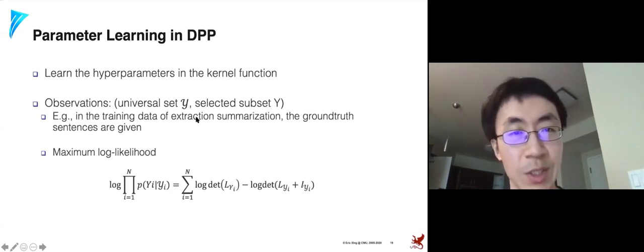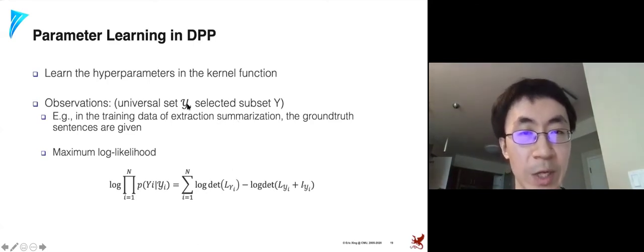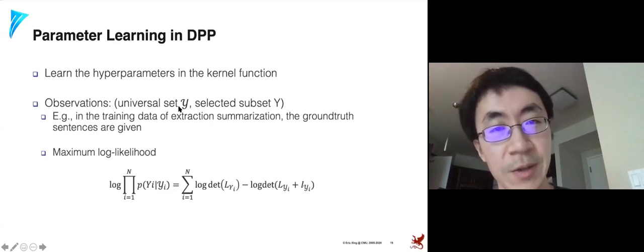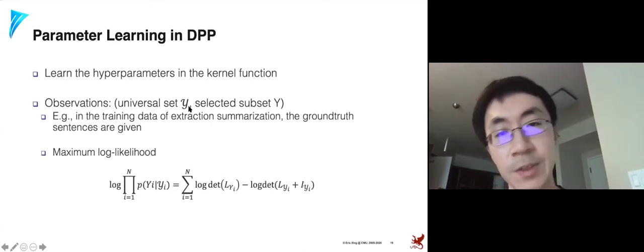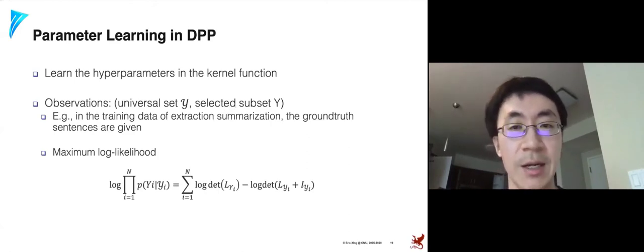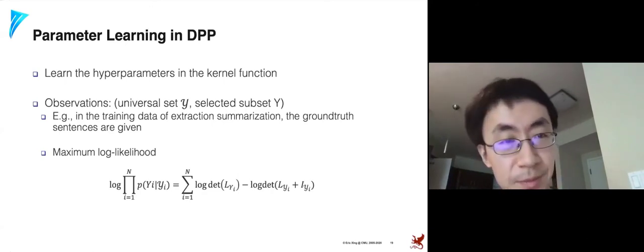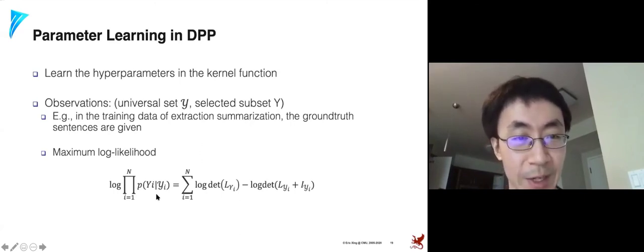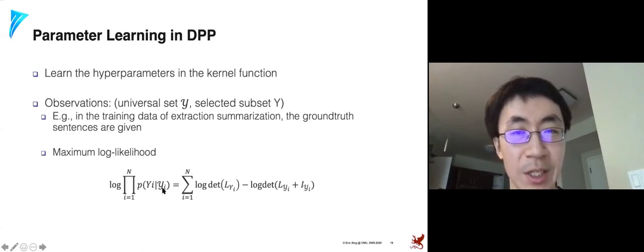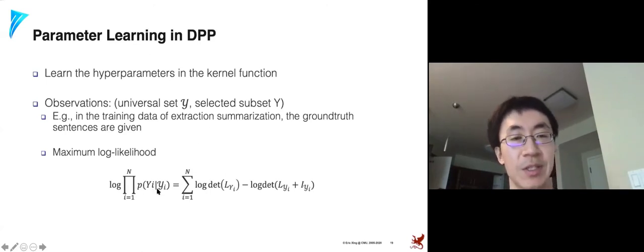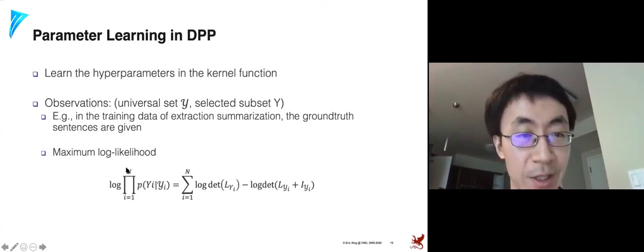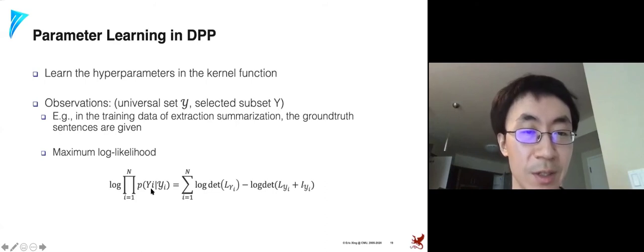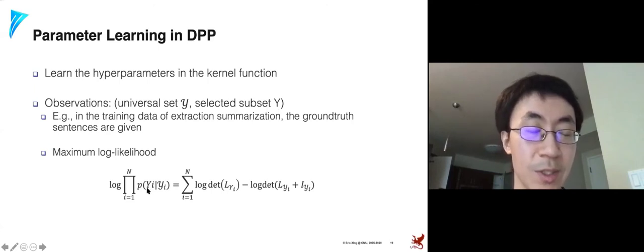For instance, in the training data of extractive summarization, for each document we have all the sentences, which are observed, and we also have the ground truth summarization, which is a subset of sentences that are labeled by the human annotators. Then, given the universal set and the subset, we can define the probability over the subset using the DPP distribution. So we have n training examples, say n documents. For each document, we have all the sentences in that document and the ground truth selected ones.